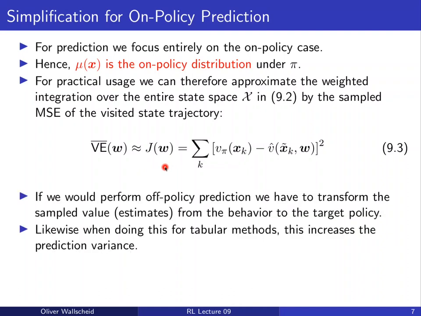Of course, if we would like to use a prediction objective in off-policy cases, then of course we would have to transform again this mean squared value error from the behavior policy back to the target policy. And of course, as we, for example, have seen in the tabular case when we used, for example, importance sampling methods, we have seen that this transformation in the off-policy case from the behavior to the target policy will add prediction variance to the overall prediction methodology.